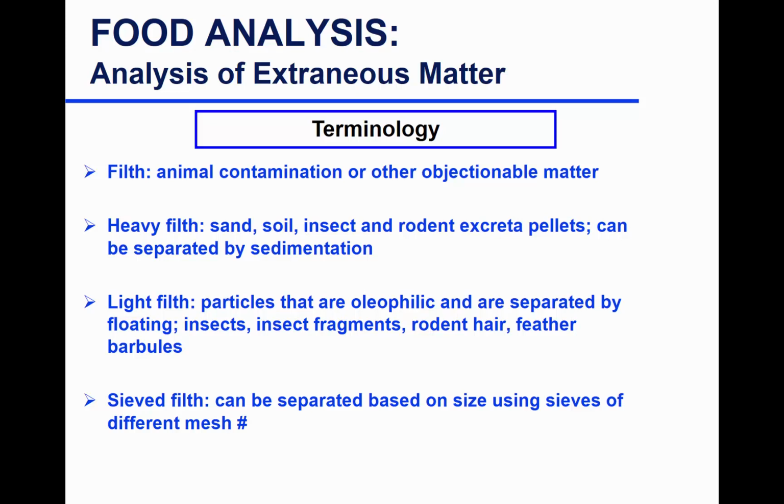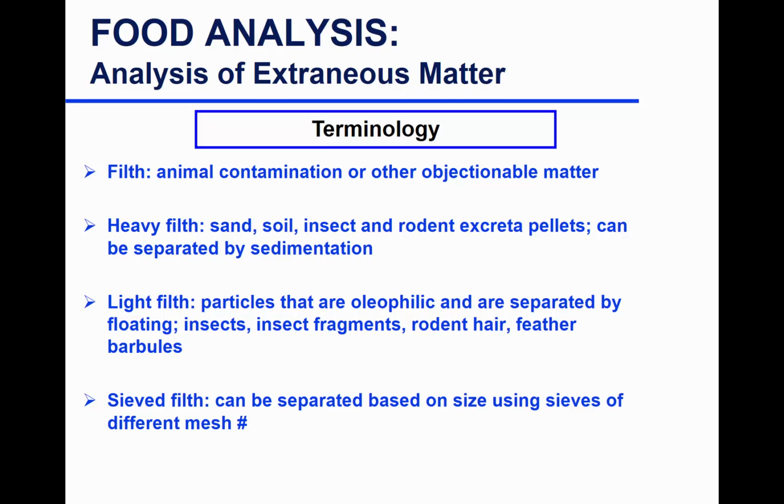Okay, terminology. You'll hear different terminologies for extraneous matter. Filth is commonly referred to as animal contamination or other objectionable matter. Heavy filth and light filth: this is depending on their density. Heavy filth is sand, soil, insect and rodent excreta pellets, and these can be separated by sedimentation, so they sediment to the bottom and you separate them.